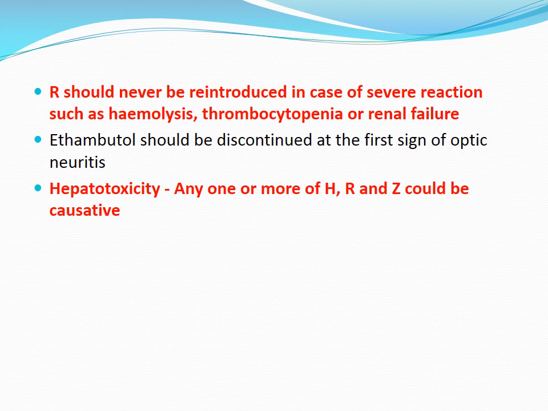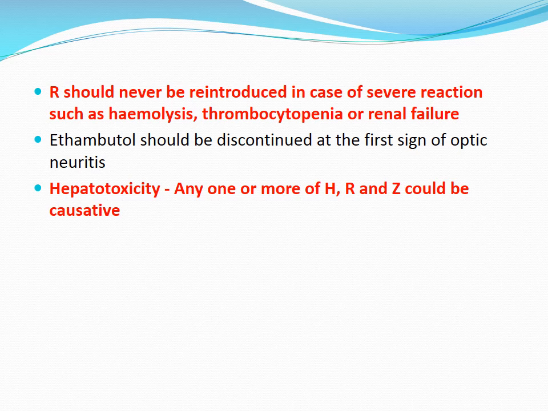not be repeated. Regarding ethambutol, it should be discontinued at the first sign of optic neuritis. Yesterday we saw the characteristic side effect of ethambutol. Yes, it is retrobulbar neuritis or optic neuritis, also called red-green color blindness. Whenever we are able to identify it, at the earliest, we have to immediately stop the ethambutol, because if we immediately stop, optic neuritis is reversible. If we delay, it becomes irreversible.